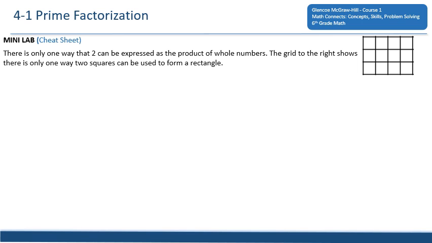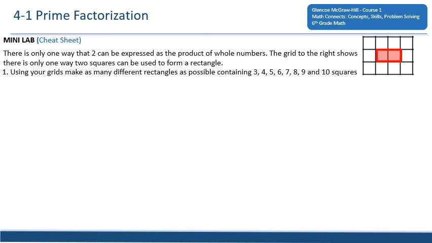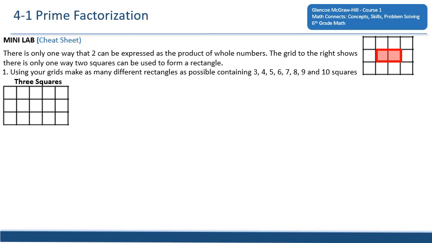There's only one way that 2 can be expressed as a product of whole numbers. The grid to the right shows there's only one way 2 squares can be used to form a rectangle. So, 1 by 2. Using your grids, make as many different rectangles as possible containing 3, 4, 5, 6, 7, 8, 9, and 10 squares. So for 3 squares, we have 1 by 3.